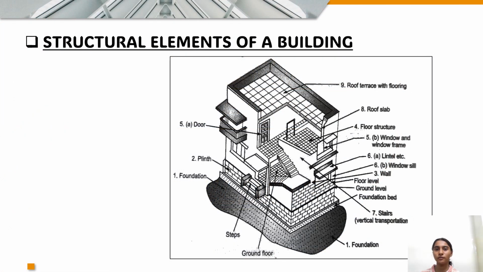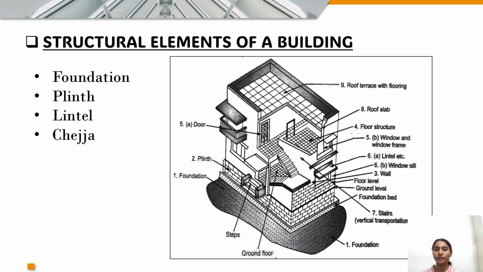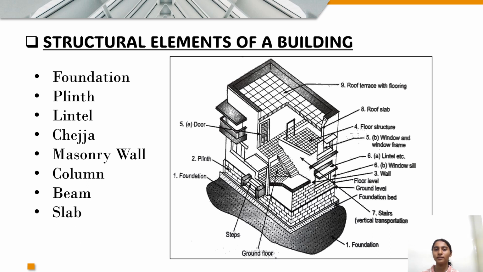So in this video, we will discuss the following structural elements of a building. First one is the foundation, second one is the plinth, third one is the lintel, fourth one is the chajja, fifth one is the masonry wall, sixth one is the column, seventh one is the beam, eighth one is the slab, and the last one is the staircase. So we will discuss one by one all structural elements of a building.